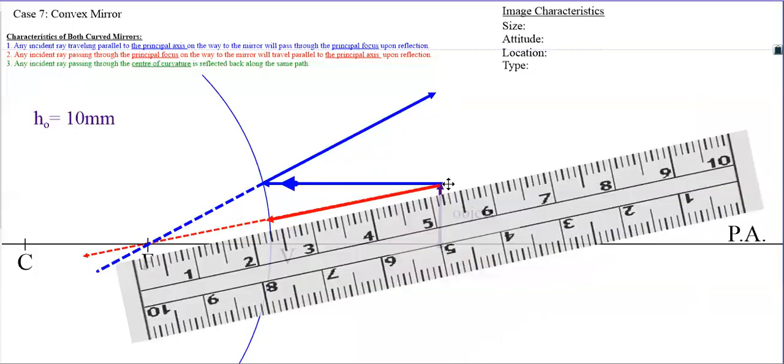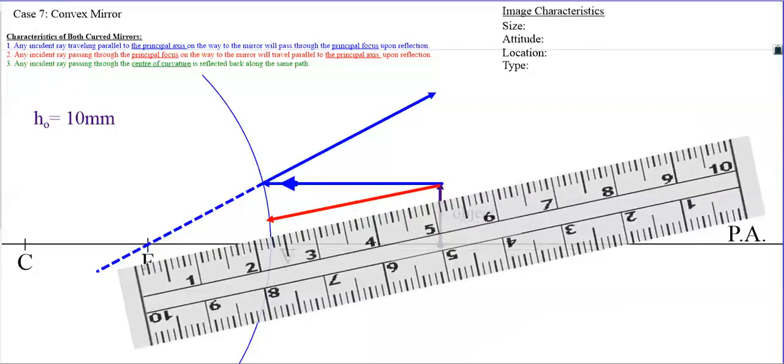Rule number 2 says any light ray that's traveling through the principal focus. Again, when it's on the object side, it's a nice solid line. So I have a solid red line there for rule number 2, and it's aimed through the principal focus. You don't have to draw this dotted line right there. I often don't in my own notes, but this is where it was headed. Any light ray that's traveling through the principal focus should reflect parallel to the principal axis.